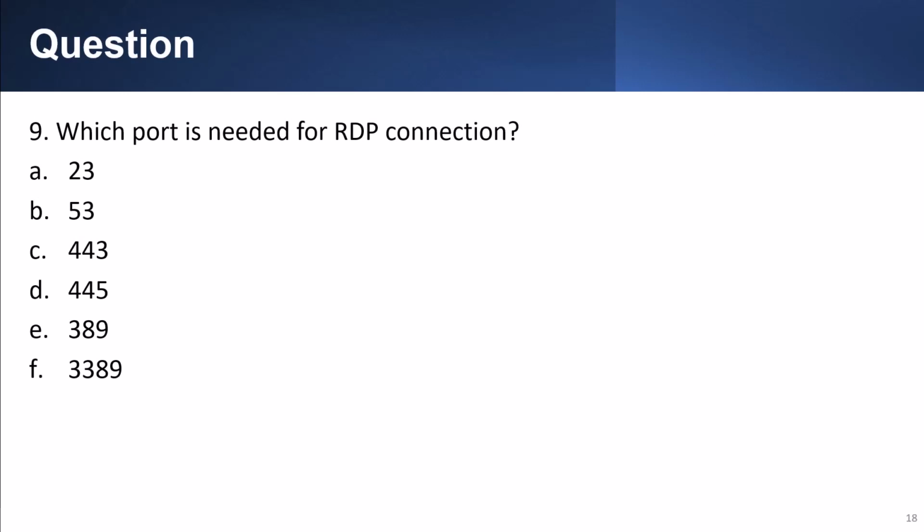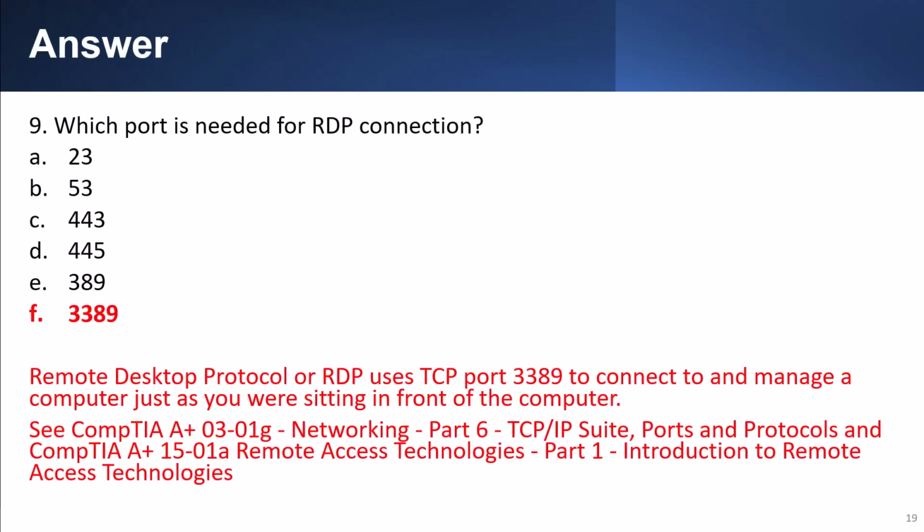Question 9. Which port is needed for RDP connection? Answer: 3389. Remote Desktop Protocol, or RDP, uses TCP port 3389 to connect to and manage your computer just as if you were sitting in front of the computer.